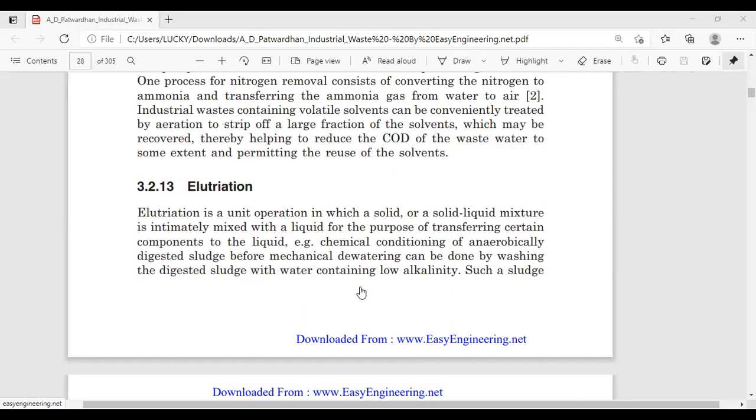Elutriation. Elutriation is a unit operation in which a solid or a solid-liquid mixture is intimately mixed with a liquid for the purpose of transferring certain components to the liquid. Example, chemical conditioning of anaerobically digested sludge before mechanical dewatering can be done by washing the digested sludge with water containing low alkalinity.